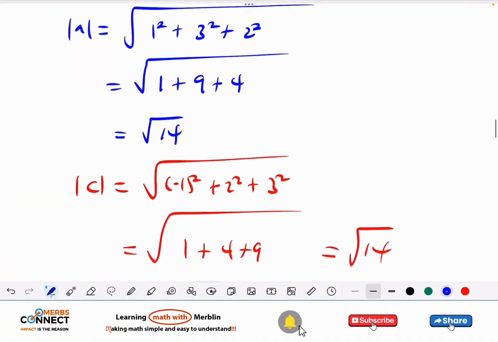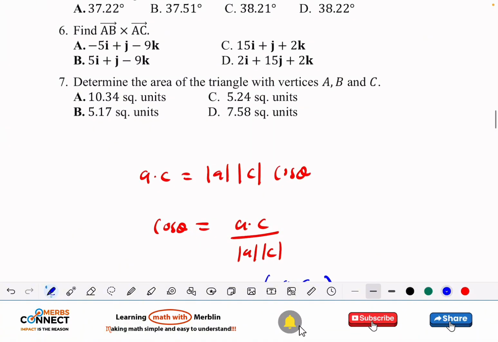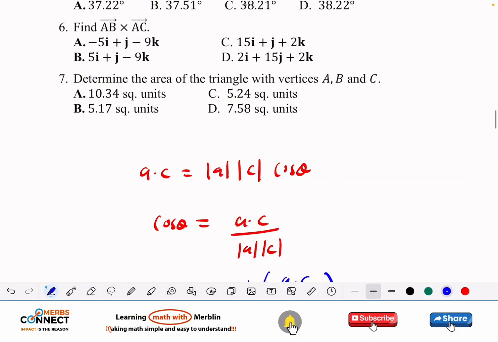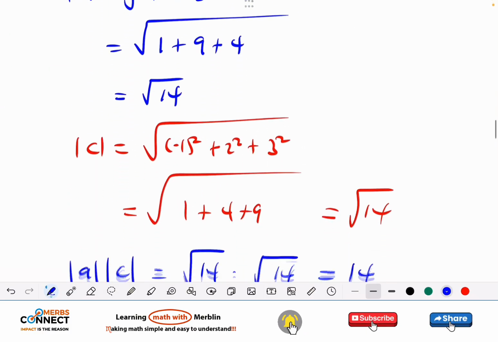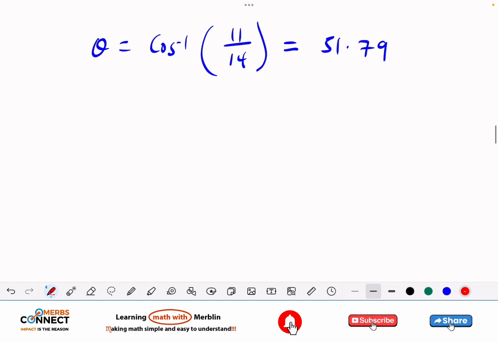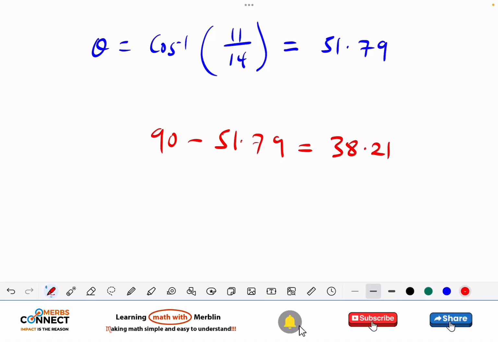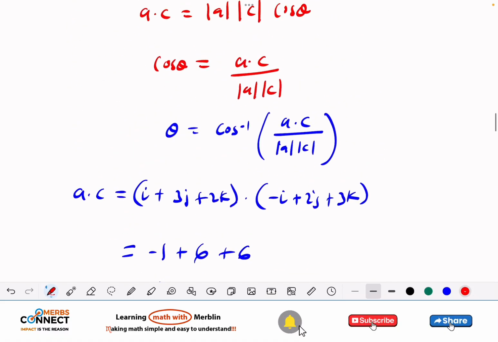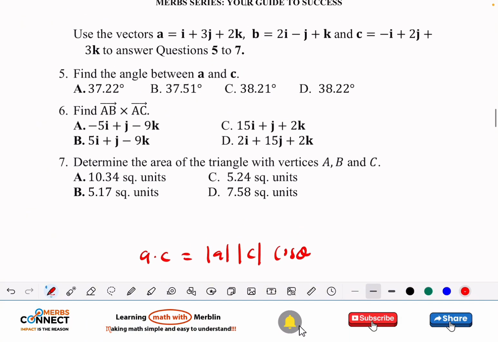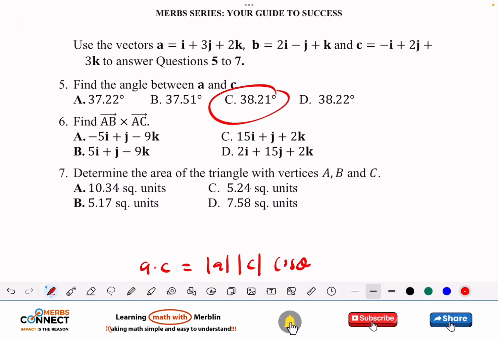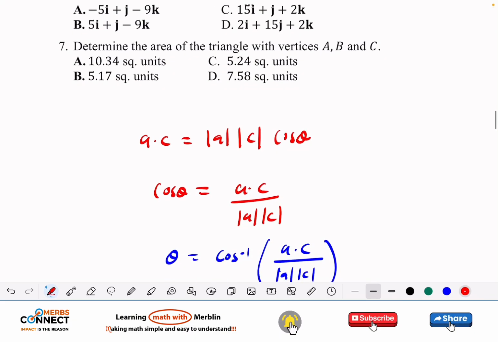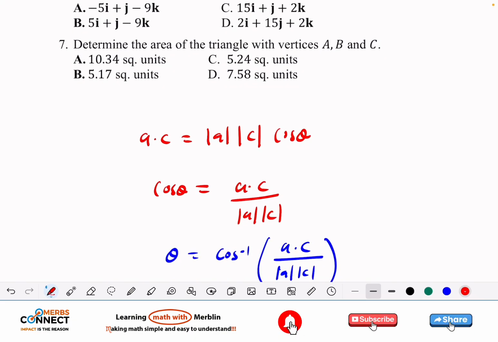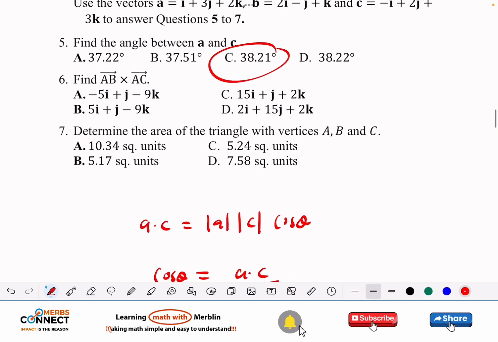But let's see if we have the result there. Okay, we don't have the result. So what we can do is subtract the angle from 90, right? So 90 minus 51.79 should be 38.21. Yes. So let's see if we have 38.21 there. Yeah, we have it here. So that is the angle. What you just need to know here is the formula, then doing your dot product and finding the magnitudes, and you are there.